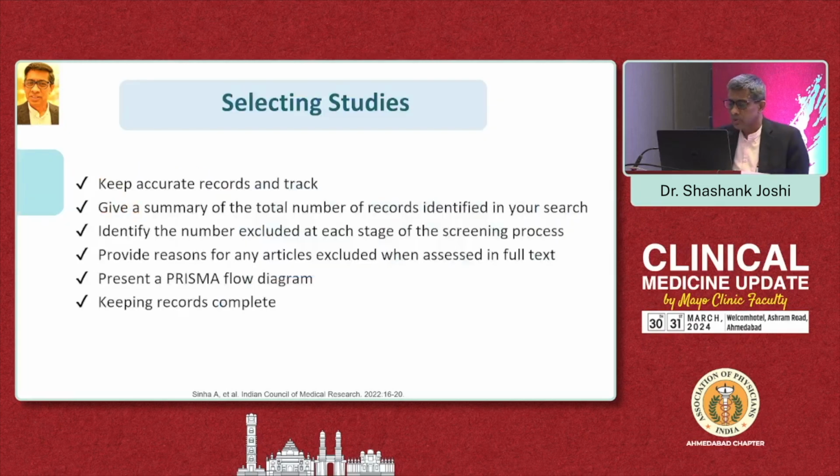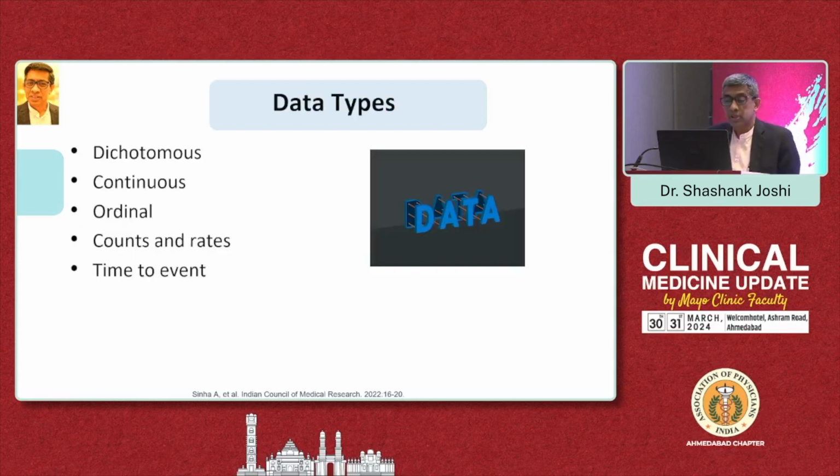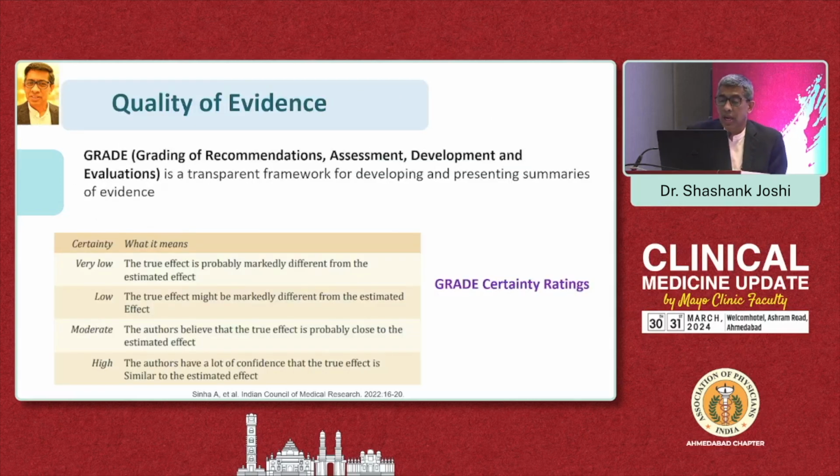When you select studies, keep accurate records and tracks, and have a good summary of the records you have searched. Identify the excluded studies, and provide reasons for the articles which are excluded after being assessed in full text. Present a PRISMA flow diagram, very, very crucial when you write a review, and keep the reports complete. Data types are, of course, dichotomous, continuous, ordinal, count and rates, and time to event. And then try to grade recommendations.